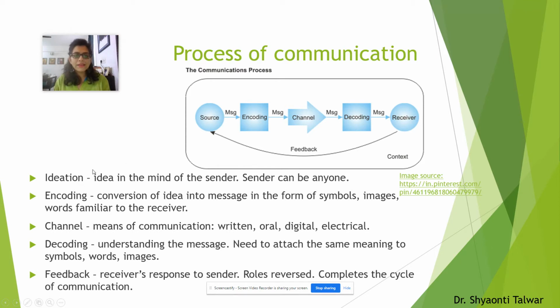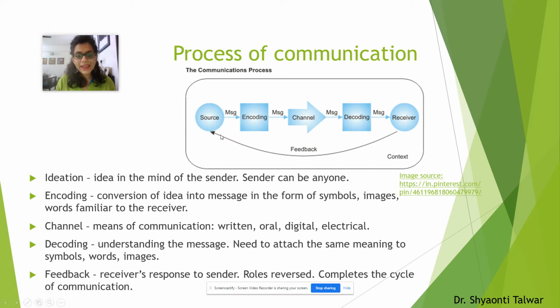Now, so the first stage is the idea, where it is forming shape or taking shape. Then the next stage is encoding. So encoding is the conversion of the idea into a message in the form of symbols, images, and words that are familiar to the receiver.